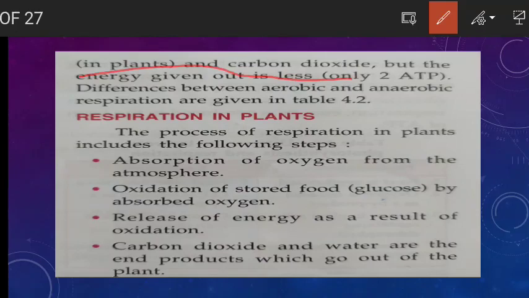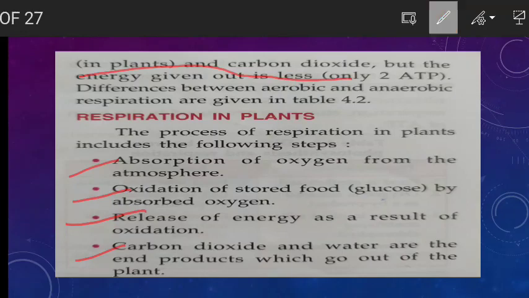Okay, so first we will go through respiration in plants. The process of respiration in plants includes the following steps. First is absorption of oxygen from the atmosphere. Second, oxidation of stored food by absorbed oxygen. Third, release of energy as a result of oxidation. And fourth, carbon dioxide and water are the end products which go out of the plants. So these are the steps in the process of respiration in plants.